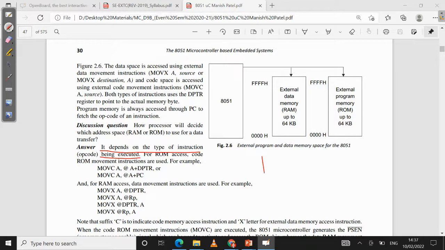So as far as ROM is concerned, that is a code ROM movement instruction. Agar koi instruction hai that is related with the data transfer, my first question is, do we have the provision to read the data from the ROM, or do we have the provision to write the data in the ROM, or we have both?